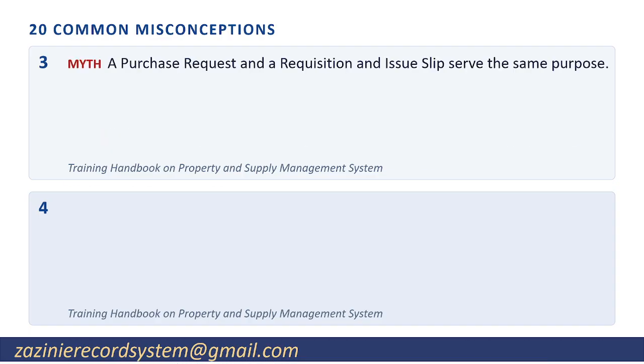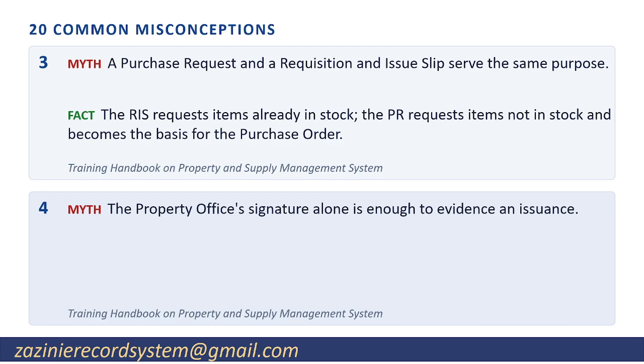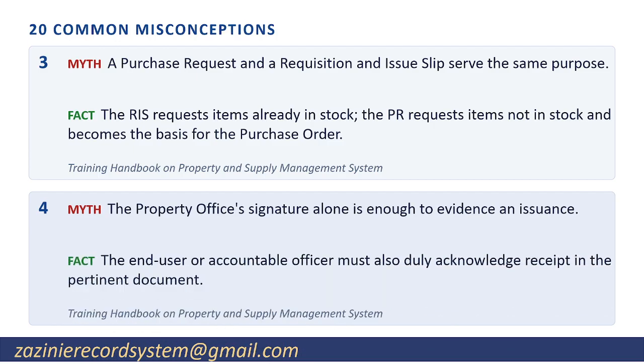20 Common Misconceptions. Number 3. Myth. A purchase request and a requisition and issue slip serve the same purpose. Fact. The RIS requests items already in stock. The PR requests items not in stock and becomes the basis for the purchase order. Number 4. Myth. The property officer's signature alone is enough to evidence an issuance. Fact. The end user or accountable officer must also duly acknowledge receipt in the pertinent document.